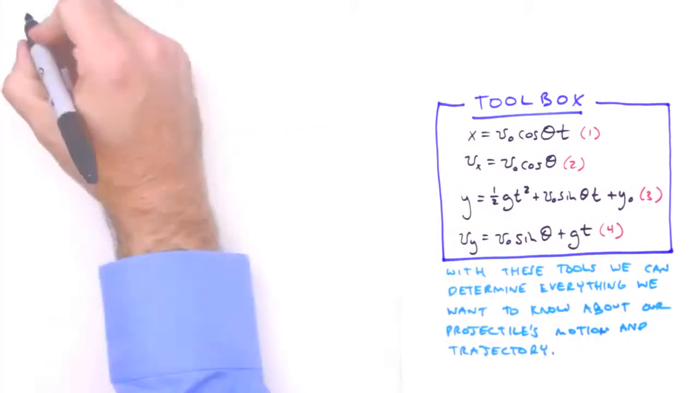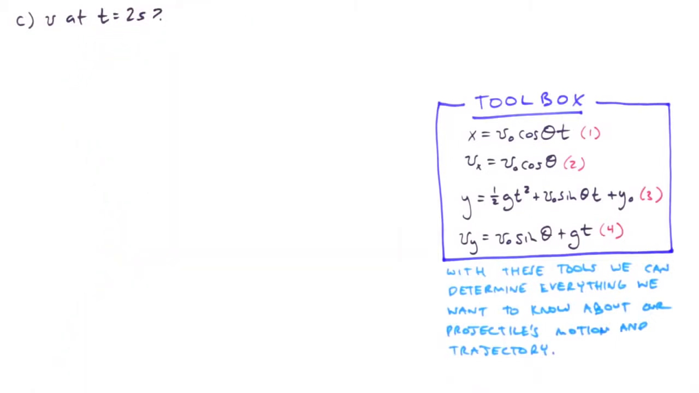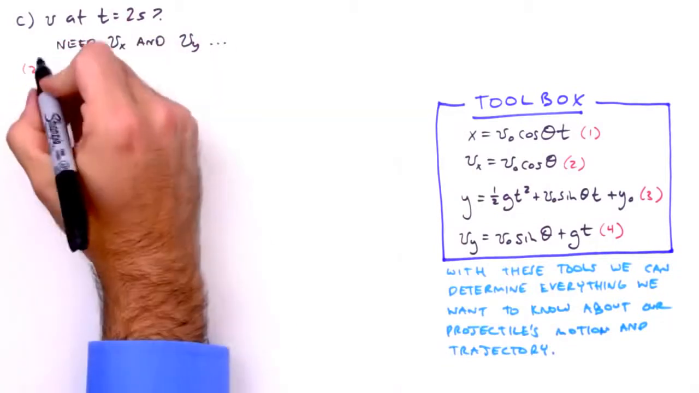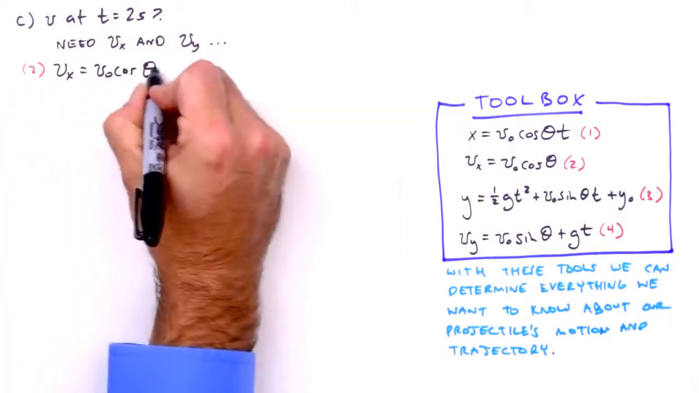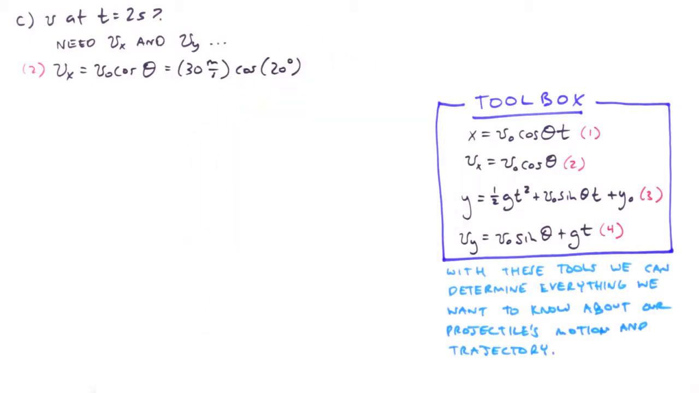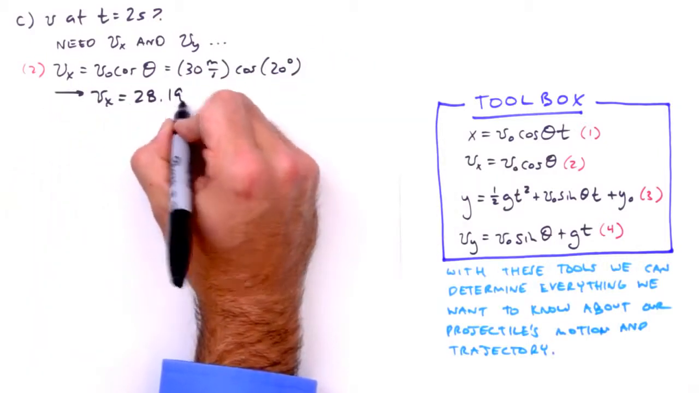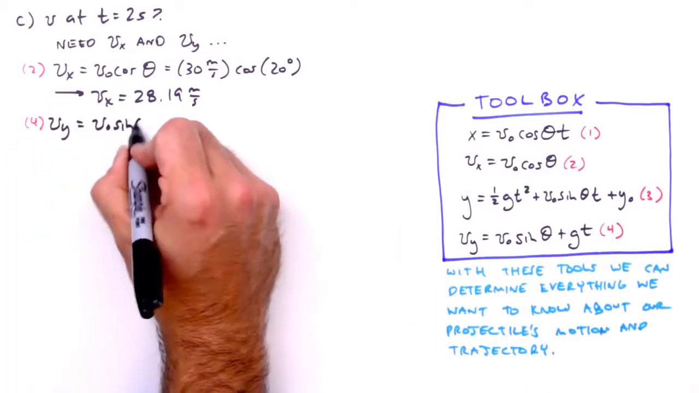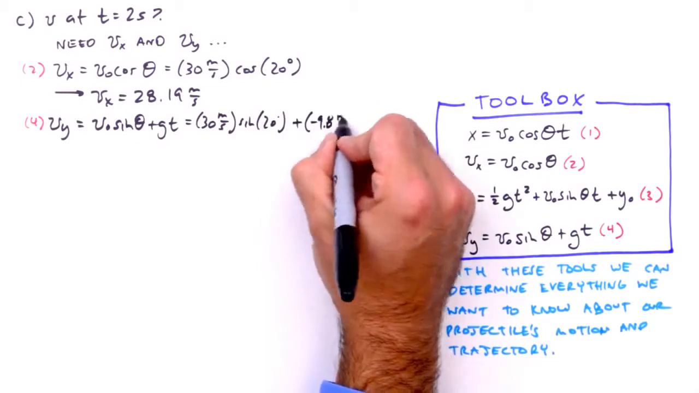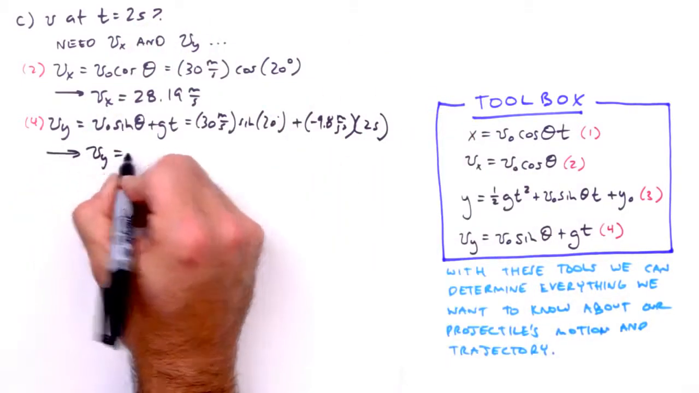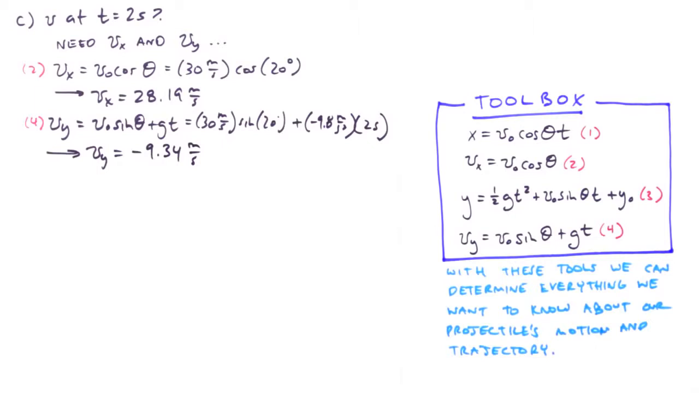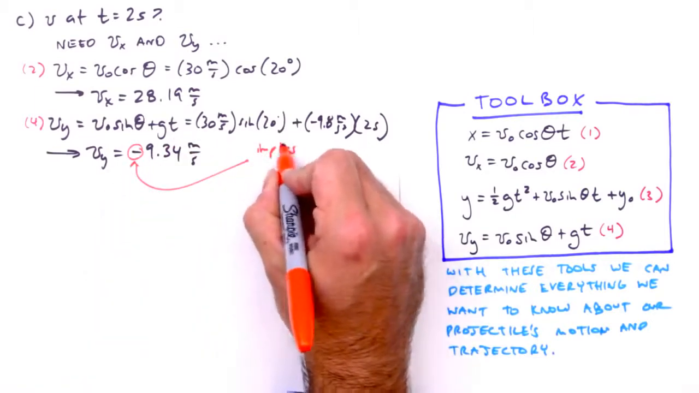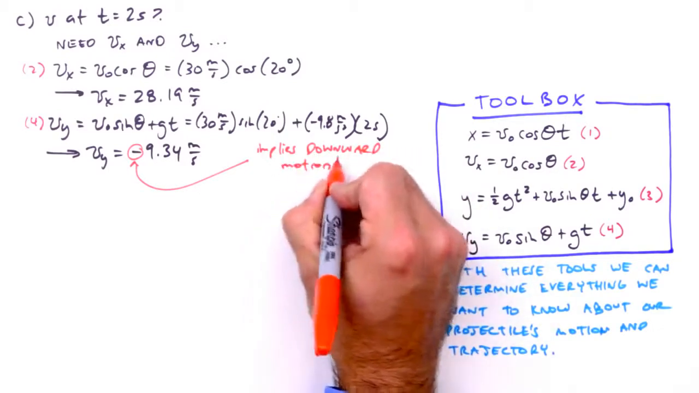Lastly, we'll determine the projectile's velocity 2 seconds after launch. We'll need to determine the x and y components separately, so starting with v sub x, we'll use equation 2. v sub x equals v sub o cosine theta. Using the aforementioned known values, we get 28.19 meters per second for the horizontal component. We'll use equation 4 to determine the vertical component. Inserting our known values, including the time in question, 2 seconds, we get a value of negative 9.34 meters per second for v sub y. What's up with that negative sign? That negative sign implies motion in the negative y direction, that is, downward.